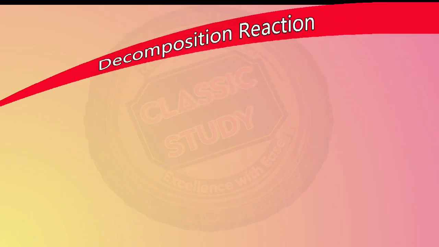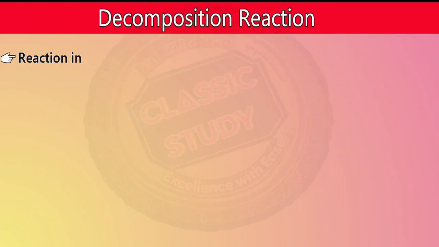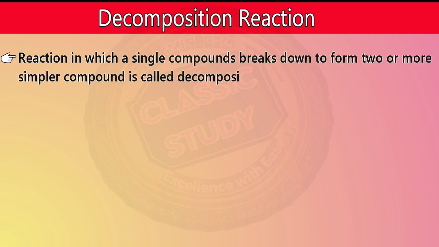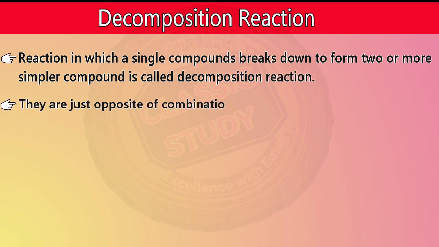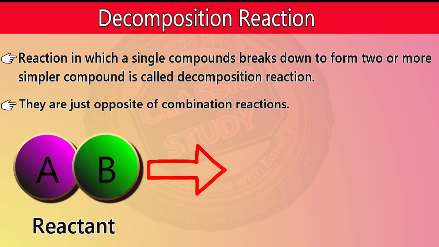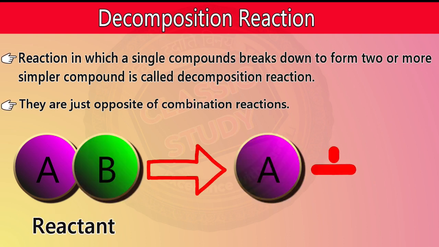Next is decomposition reaction. The reactions in which a single compound breaks down to form two or more simpler compounds are called decomposition reactions. They are exactly opposite of combination reactions. As we can see in the example, a product AB undergoes decomposition and breaks down into its components A and B.